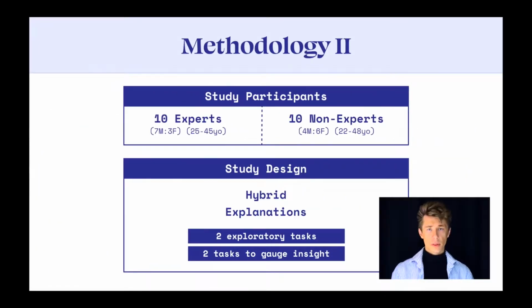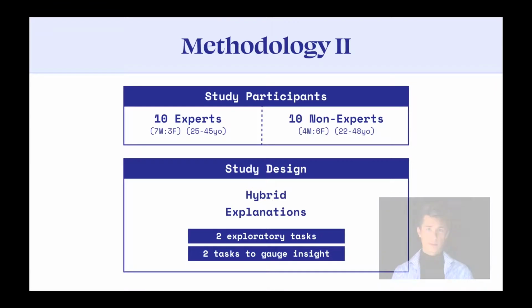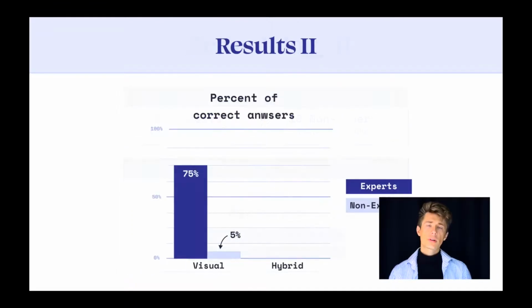So to test our hypothesis, we conducted a second user study with 10 new experts and 10 new non-experts. This time, they had to perform the same 2 exploratory tasks and the same 2 insight tasks they also had to perform in the first user study. However, this time they had to do it on the hybrid explanations. We also compared these results with the previous visual explanation results, the ones that had the most issues that needed to be addressed. So did the hybrid explanations improve upon the visual ones in terms of correct interpretation?